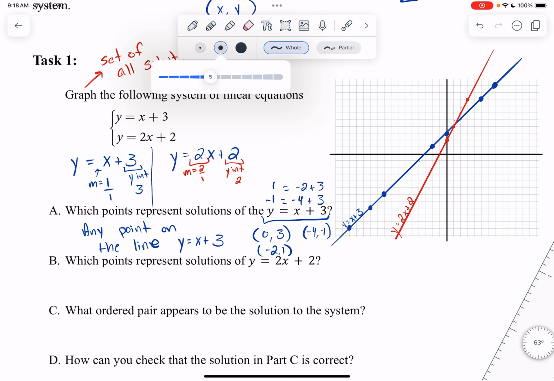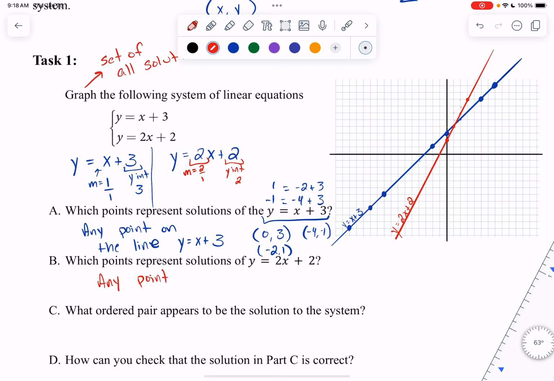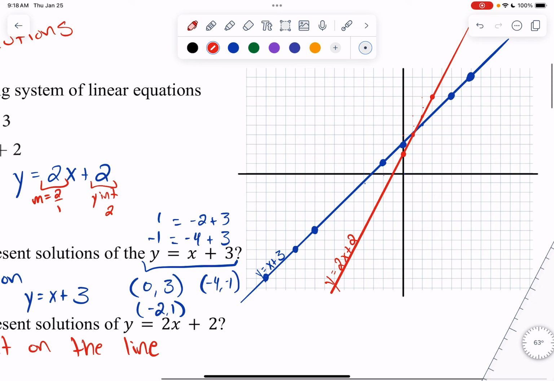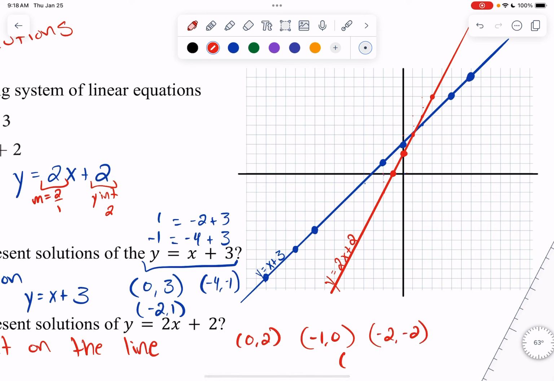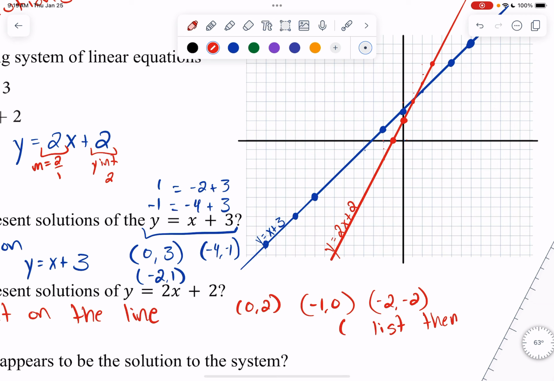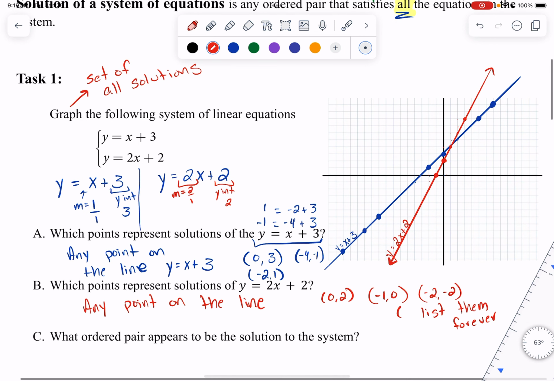So for part B, which points represent solutions to that? Well, any point on that red line. So for example, the point 0, 2. The point -1, 0. The point -2, -2. Again, I could list points forever. There's an infinite number of points, because these lines go on forever in both directions.